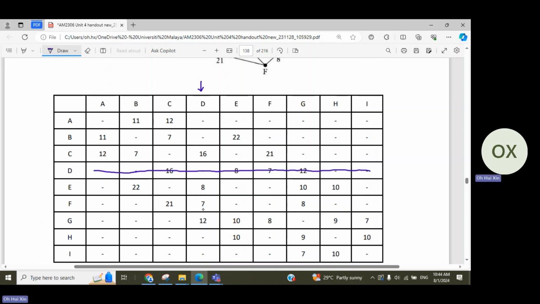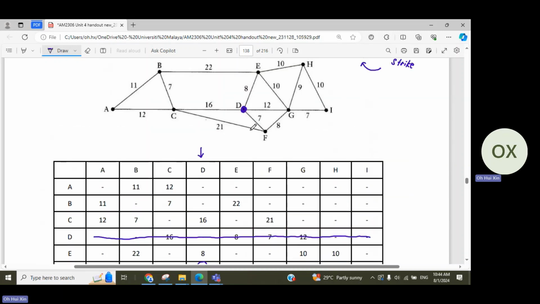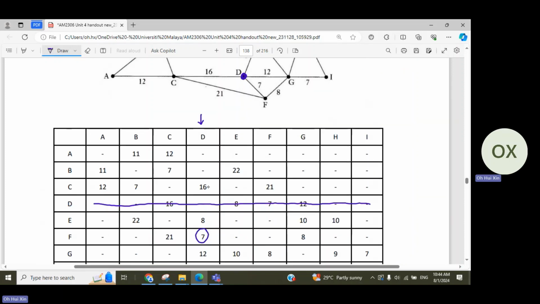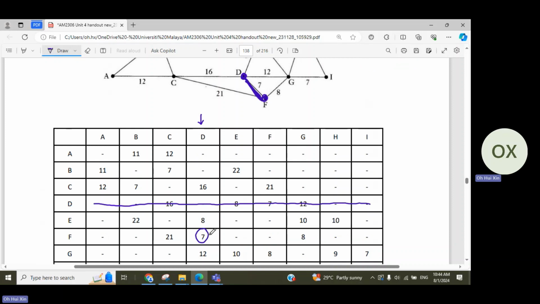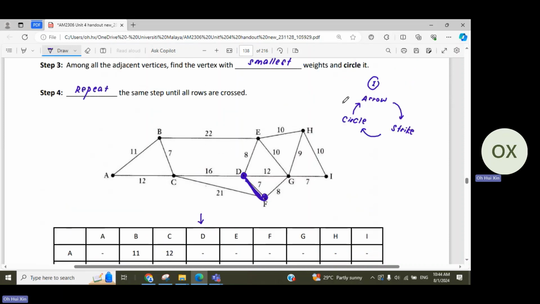So in this, that's why we circle at 7. Is that okay? So the idea is the same thing as in your diagram, right? You are looking at 8, 12, 7, 16. Then you are picking the smallest one, right? So that's why F, then you are choosing the 7. Is that okay? All right, so after you circle, then you need to go back to arrow, right?